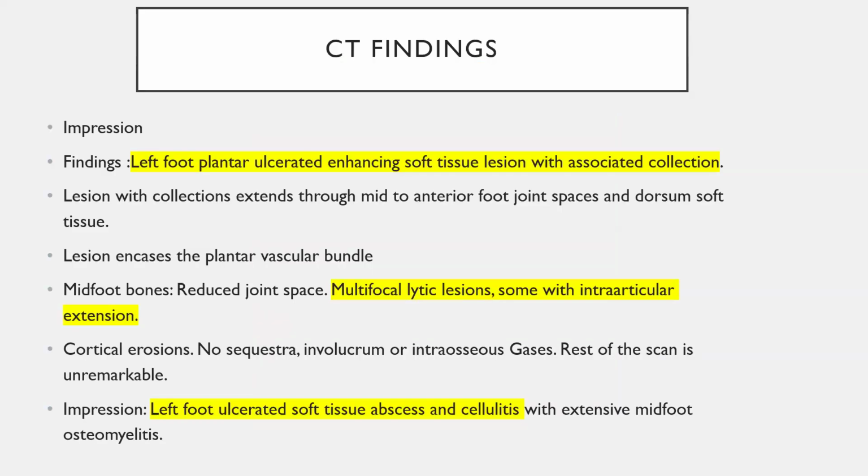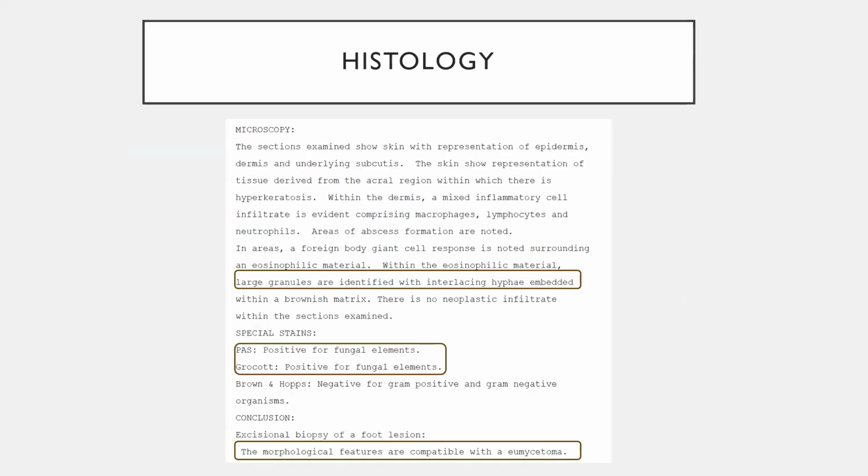We had done a CT scan for her before transfer, and the CT scan showed a left foot plantar ulcerated enhancing soft tissue lesion. There were multiple lytic lesions with intra-articular extension, and obviously some surrounding cellulitic changes. In terms of the histo, they did see these large granules with interlacing hyphae, and it was PAS positive, Grocott positive. Those are two stains we use for identifying fungi. These morphological features were in keeping with what we call a eumycetoma.